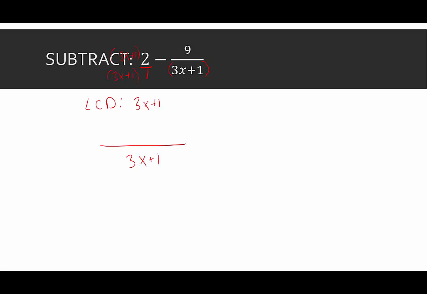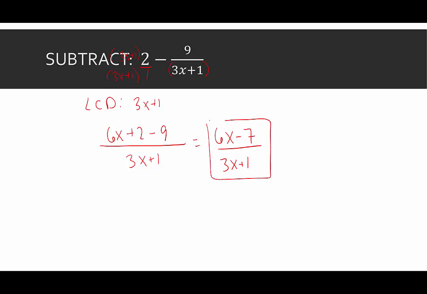We're going to distribute in the numerator. 3x times 2 is 6x, and 1 times 2 is 2. And then what are we doing? Subtracting 9. So then this would become 6x minus 7 over 3x plus 1. 6x minus 7 cannot be factored. 3x plus 1 can't be factored. This would be our final difference.